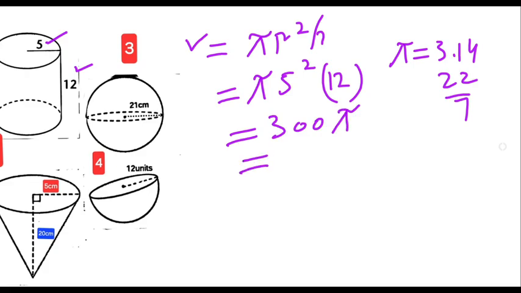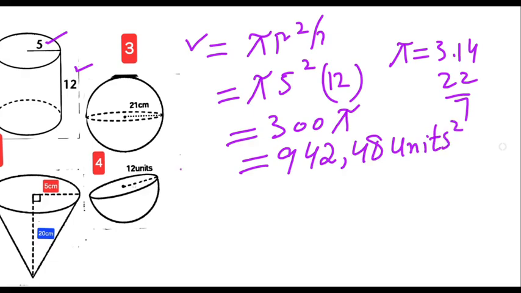And I open up the pi, use my calculator, 300, shift pi, and press the SD button. Then you're going to get the answer 942.48 units cube. Whenever you give the answer for volume, you must write cube on top. So this is my final answer.